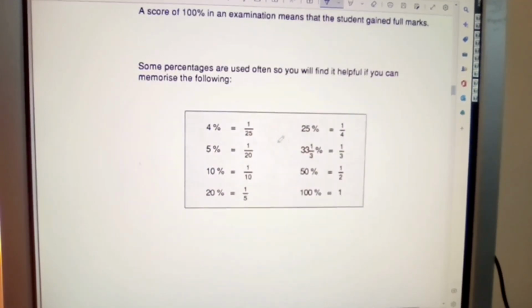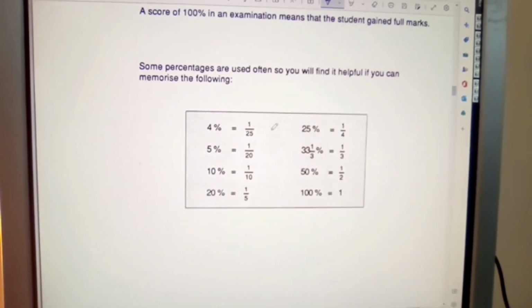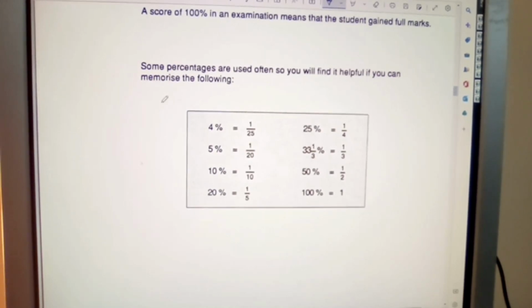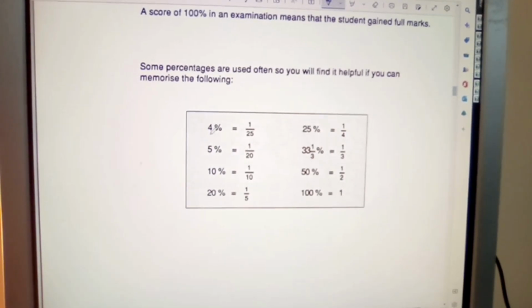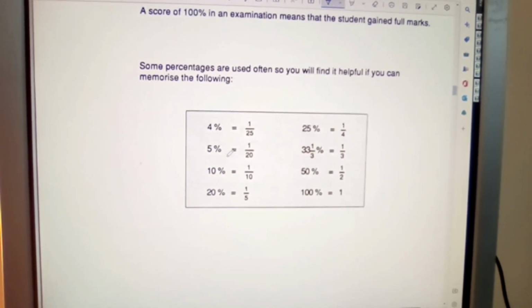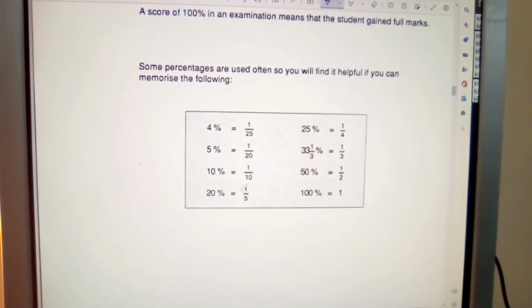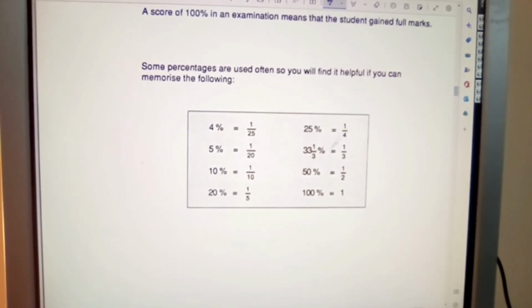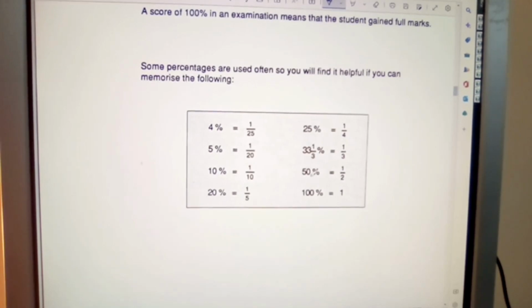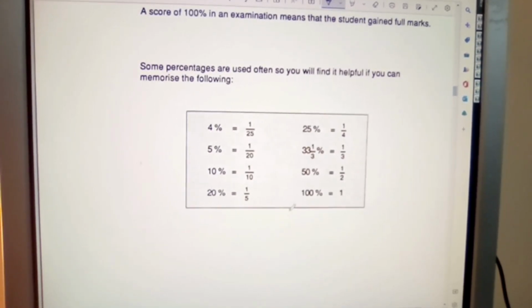Okay. Some percentages are used often, so you will find it helpful if you can memorize the following. 4% equals 1/25. 5% equals 1/20. 10% equals 1/10. 20% equals 1/5. 25% is a quarter. 25% equals 1/3. 50% equals a half. 100% equals 1. Okay.